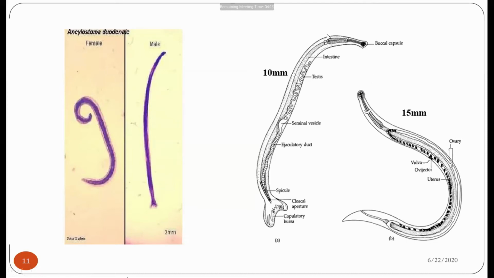Then inside the body of the adult male worm, there is presence of intestine, testes, seminal vesicles, ejaculatory ducts, and spicules, along with the copulatory bursa, while in the female worms, there is presence of buccal capsules along with vulva, ovejector, ovary, and uterus. So these are the morphological structures of the adult male and female worm of Ancylostoma duodenale.